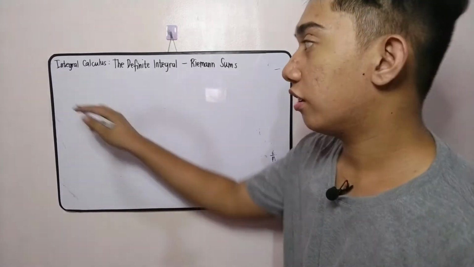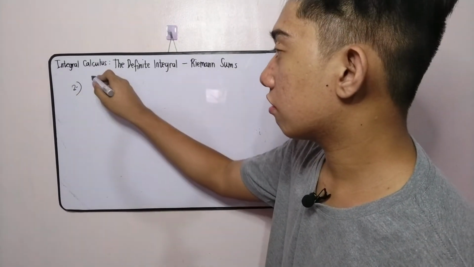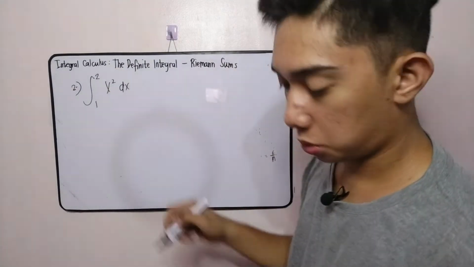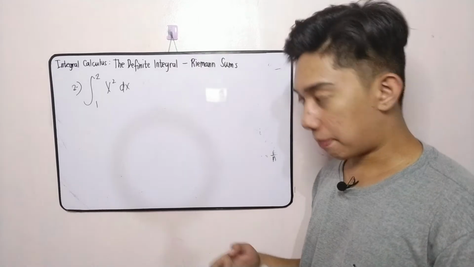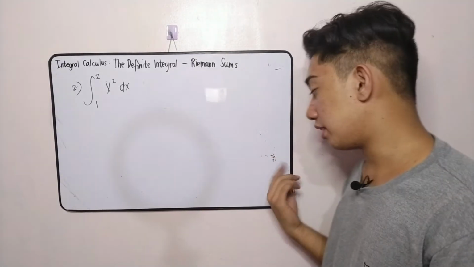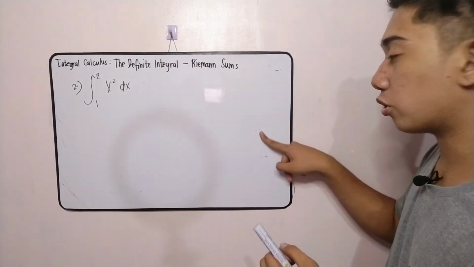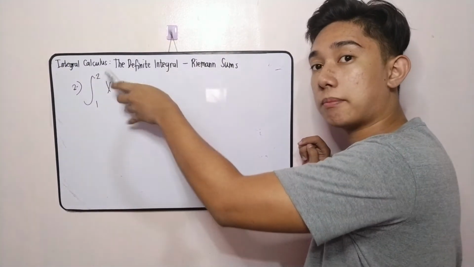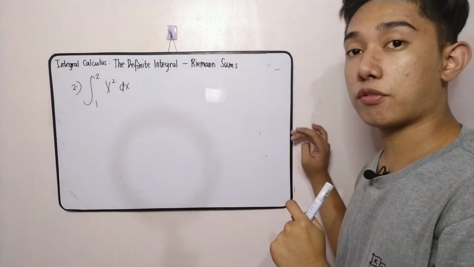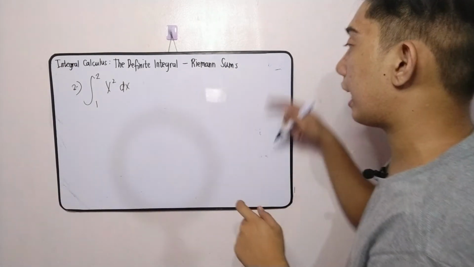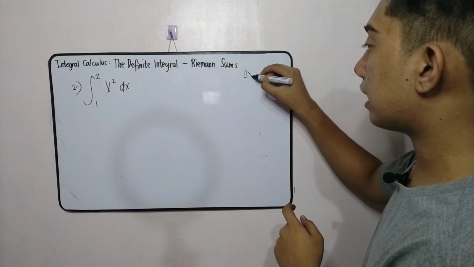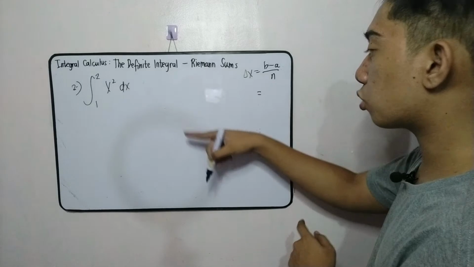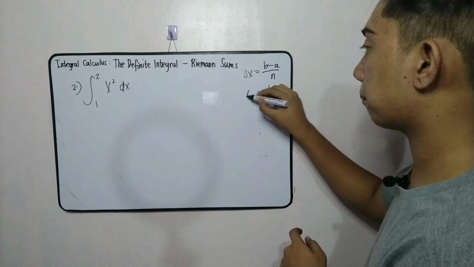Second example. The integration of x squared dx from 1 to 2. So, what happens here is we will first identify our z sub i, and we will also identify our delta x. And our a and b are given. a is 1, b is 2. Then our function f of x here is x squared. So, delta x is (b minus a) over n. So, this becomes (2 minus 1) over n, which is 1 over n.